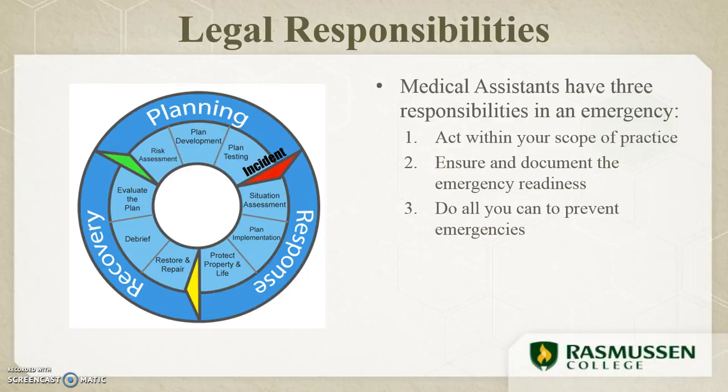And the third and final responsibility is to do all that you can to prevent these emergencies. So the biggest thing that we try to do in order to prevent an emergency is to have an emergency preparedness plan. Having a plan in place helps you to be more responsible, helps you to be more ready for any sort of situation that may come about.